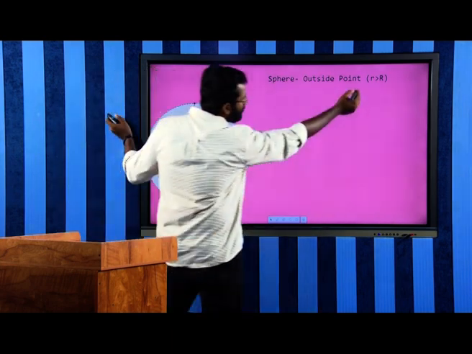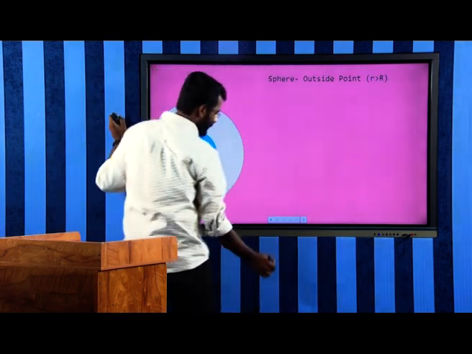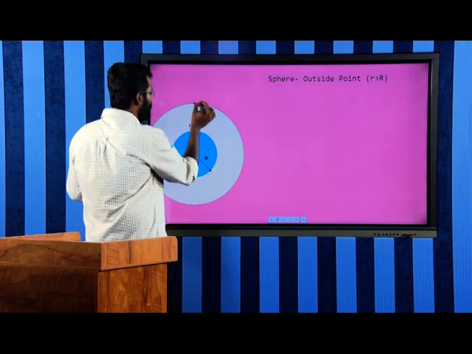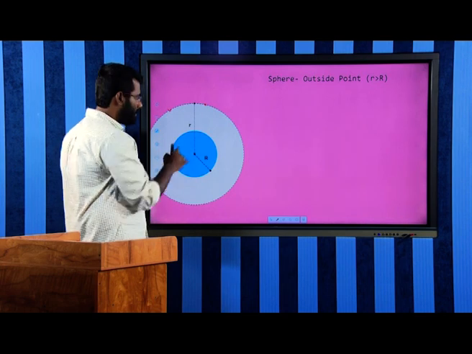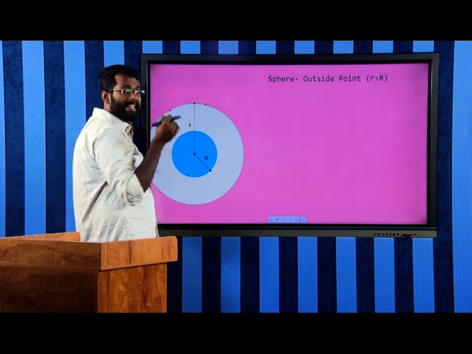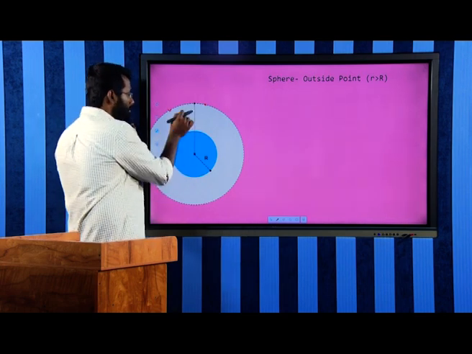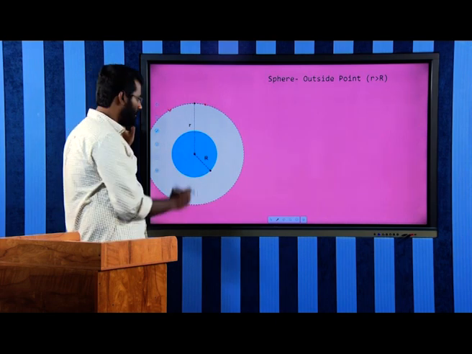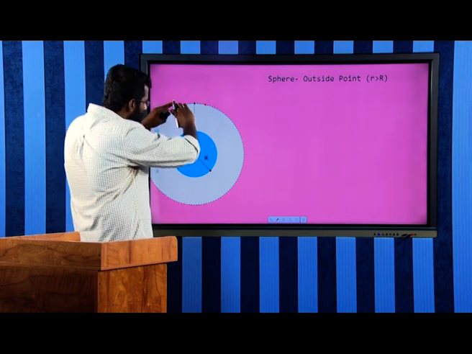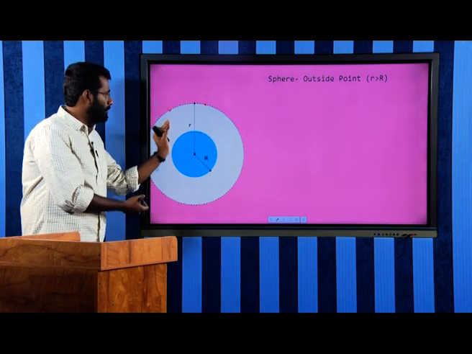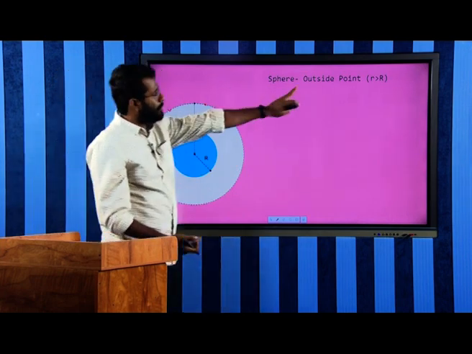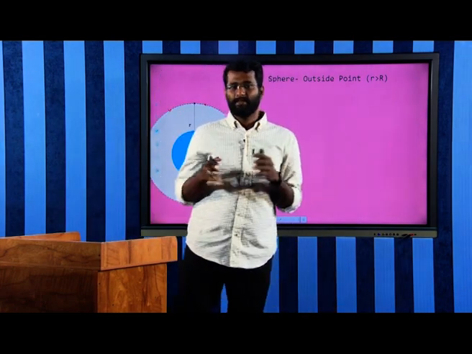That is why I wrote here r is greater than capital R, because we want to find the field at a distant point somewhere over here or on this surface. That means we want to find the field at a distance small r from the center of the sphere. That is why we used a Gaussian surface of radius small r. So, for an outside point, small r will be greater than the radius of the sphere.